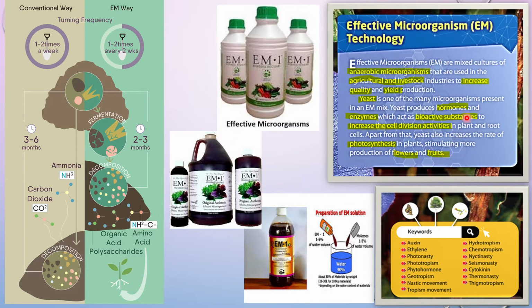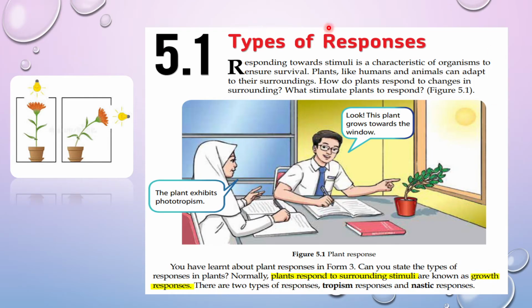So in this chapter, we're looking at the plant hormones. Here in the keywords, auxin, ethylene, cytokinin are examples of phytohormones. Other terms here like photonasty, phototropism, nastic movement, tropism movement, these are the types of responses in plants. So let's look at the first one, 5.1, which is on the types of responses, which you have learned about in Form 3, when we discussed tropism and also nastic responses.